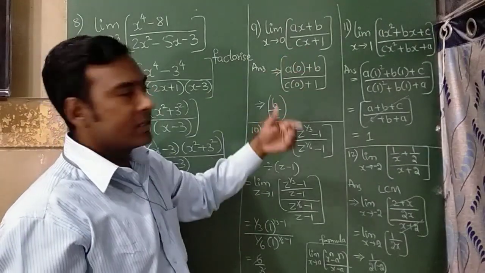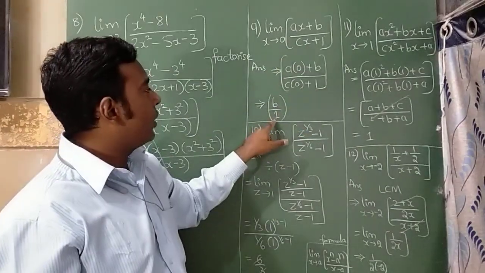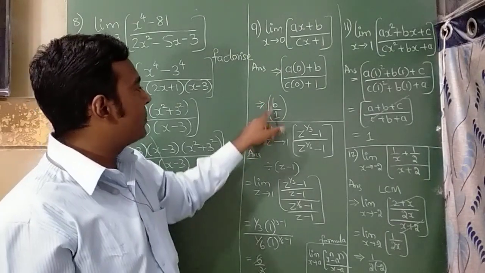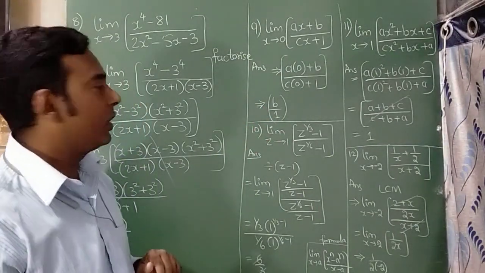c into 0, 0 plus 1. So in the denominator 1. So the answer is b by 1. You can also write only b.